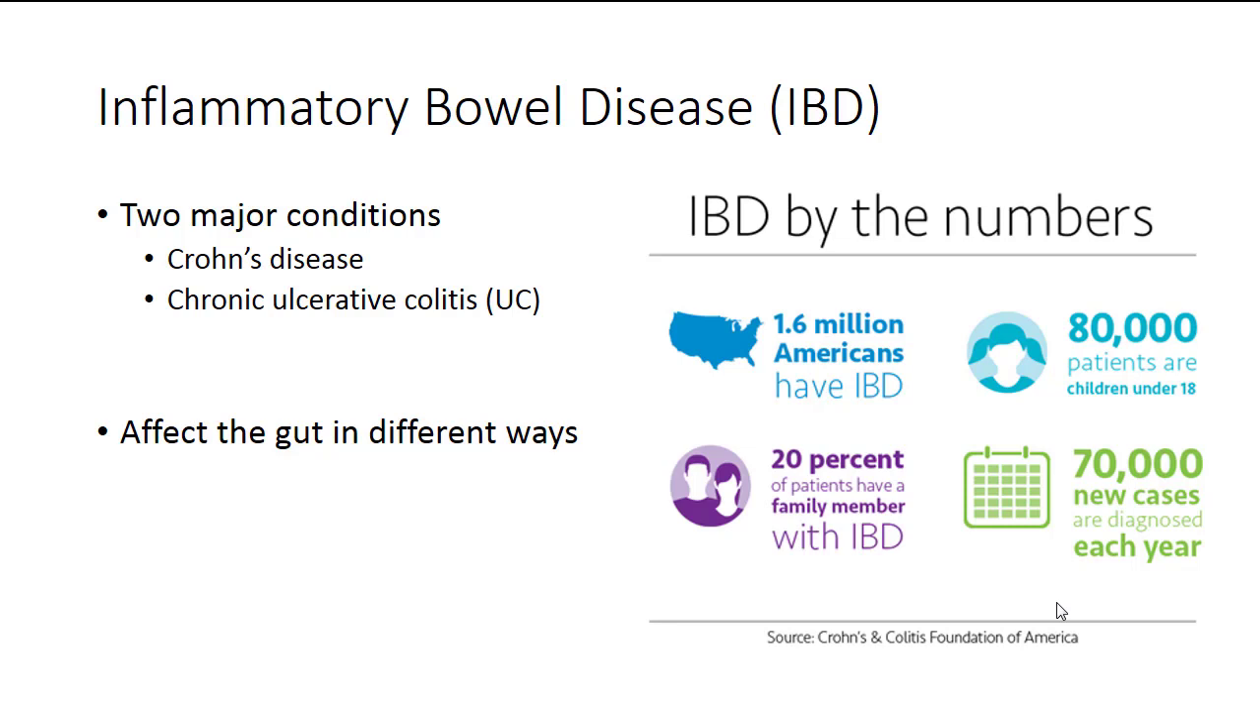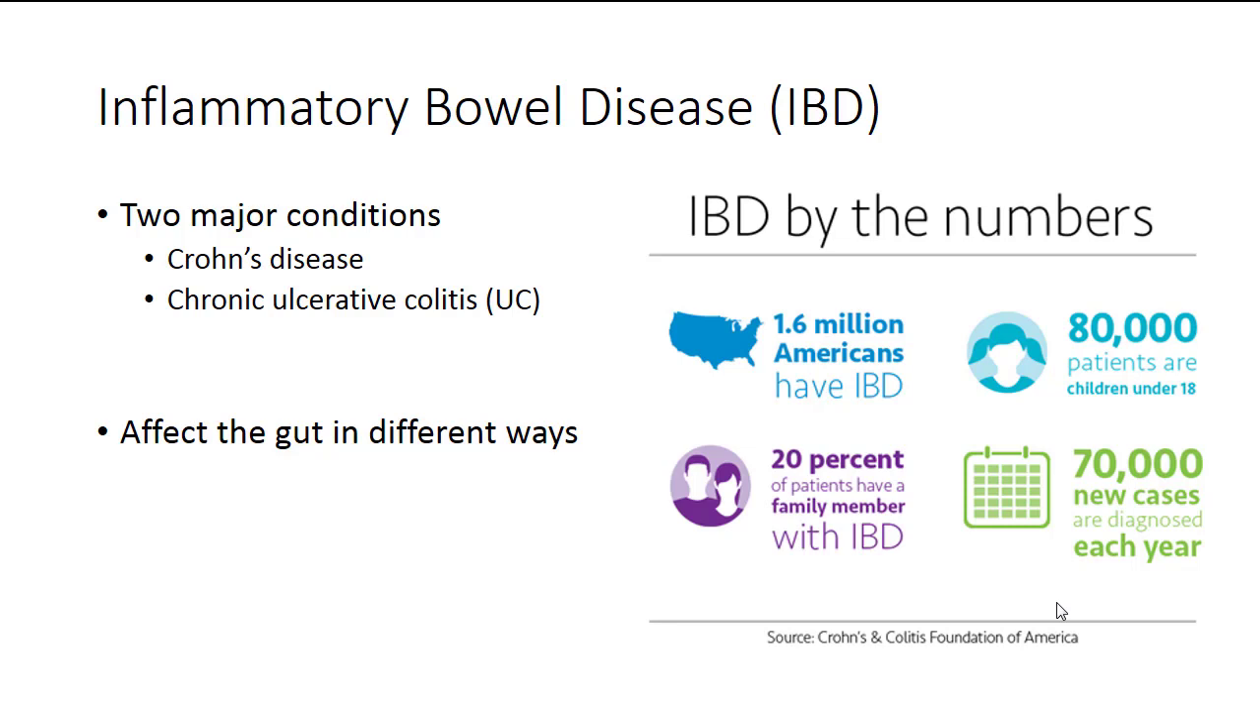If we look at Americans, about 1.6 million Americans are estimated to have IBD, so it means that they have either Crohn's disease or chronic ulcerative colitis, or CUC. A significant proportion of those cases are actually children, and there are new cases being diagnosed each year.